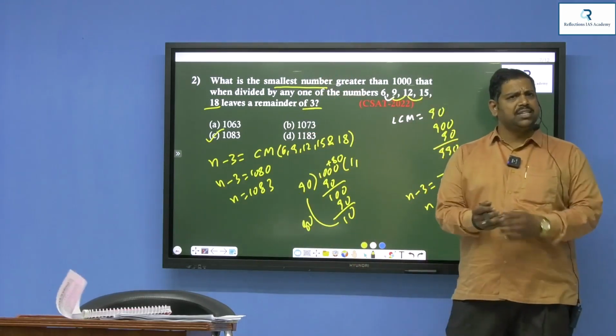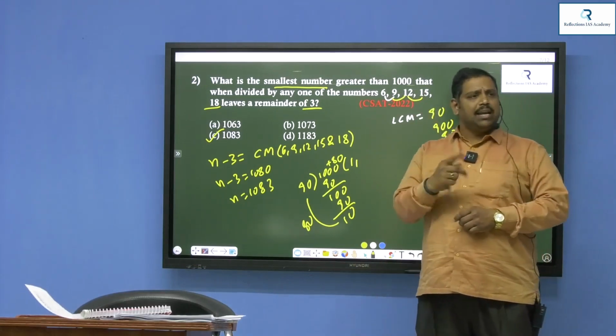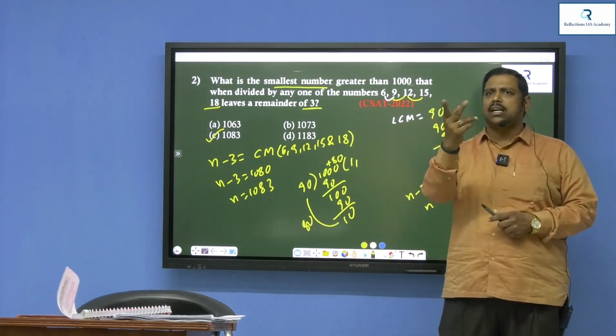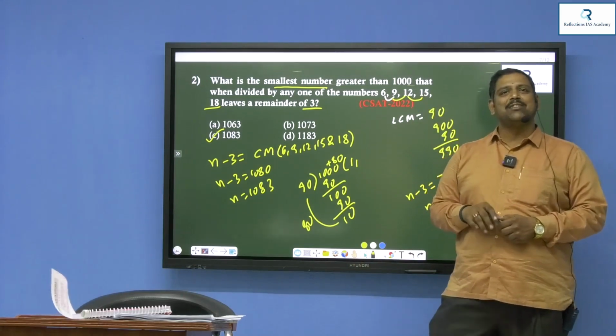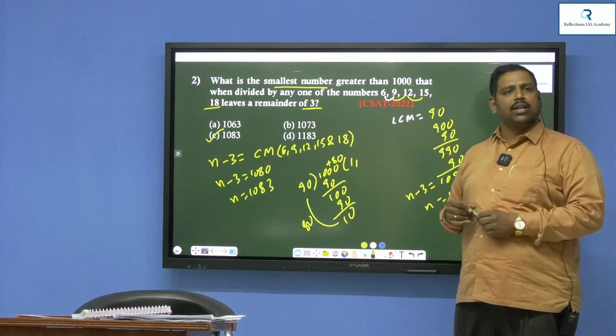Am I clear? Both the questions are the same. If you can get one answer, the other is a bonus for you. At the same time, if you are unable to get one answer, the other is also a bonus for you. It is a 1 plus 1 offer in gaining or losing also. Can I go to the next question?